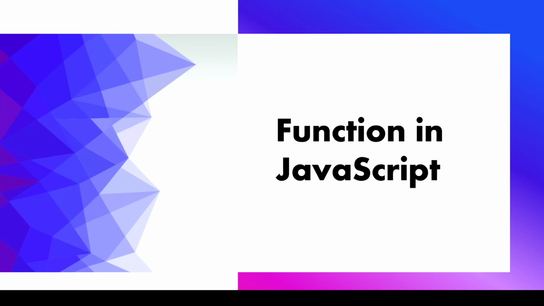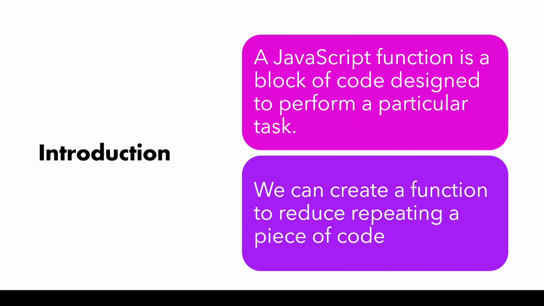Without further delay, let's start. First of all, this is the formal definition of a function. A function is a block of code designed to perform a particular task. If you want to perform addition, subtraction, multiplication, division of any number or something like printing some text, you can create a function and call it with the help of the name you define.